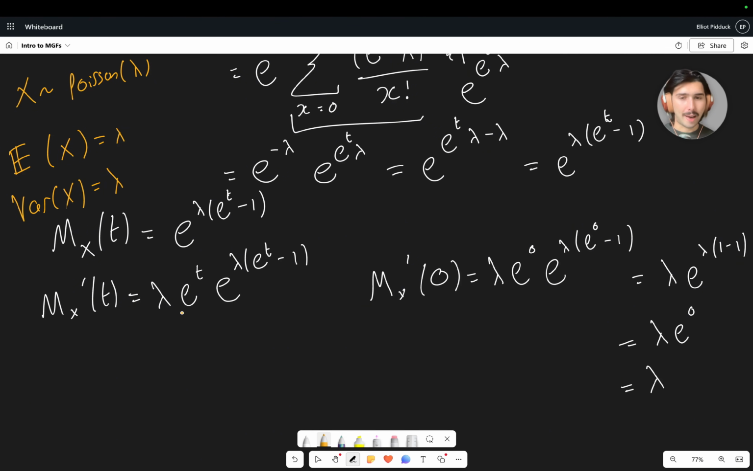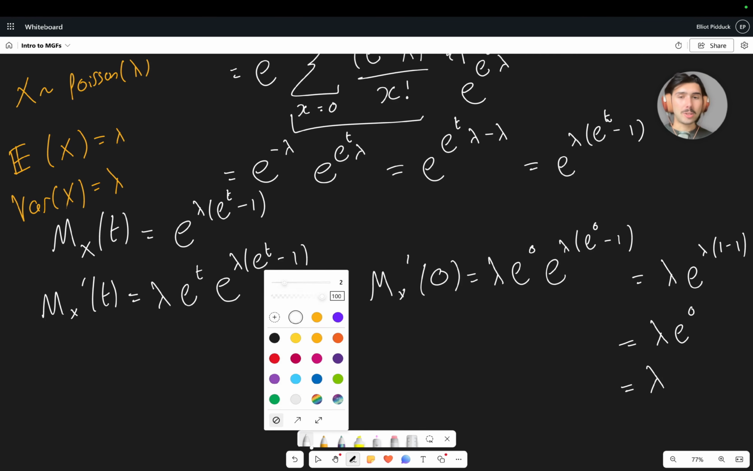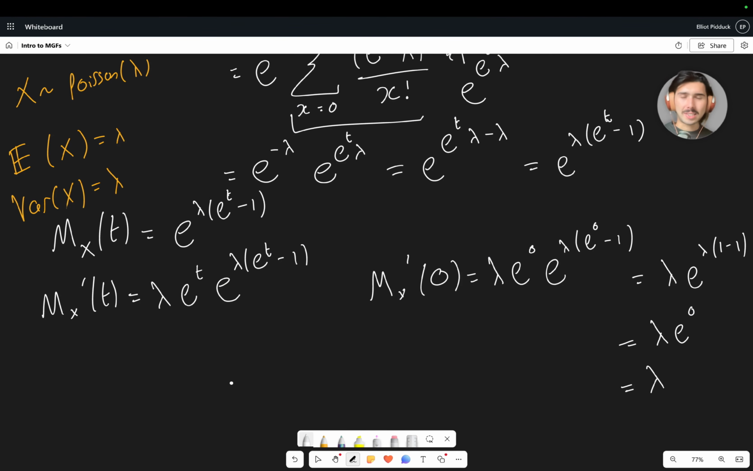This is just a known fact, I'm telling you. So what we should have is that if we take the second derivative and evaluate it at 0 and plug that into the formula for variance, we should get lambda as well.